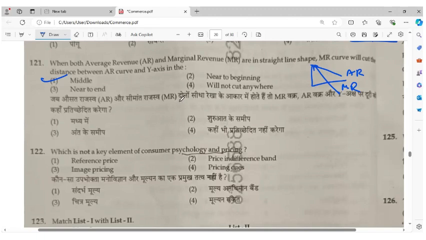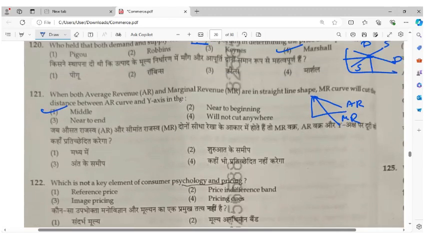Now because at the end they are going to be separated from the edges, so this option is going to be wrong. And near to the beginning, there is a confusion, but option number A is right over here.